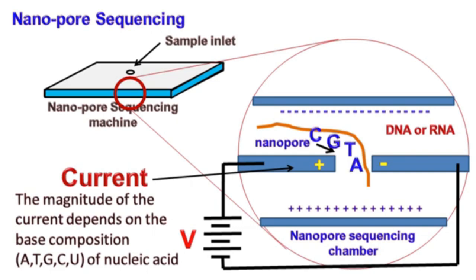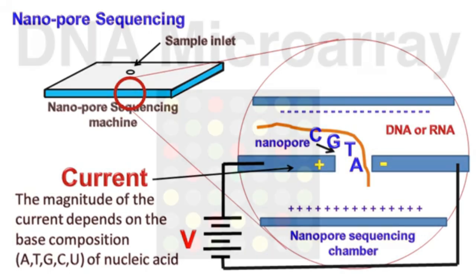Hence, just by measuring the magnitude of electric current across the nanopore, the base composition of the polynucleotide chain can be obtained. The nanopore machine is also very small and portable, which gives a good advantage over other DNA sequencing techniques.